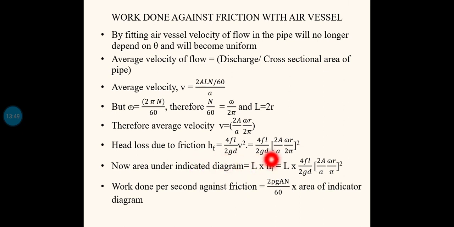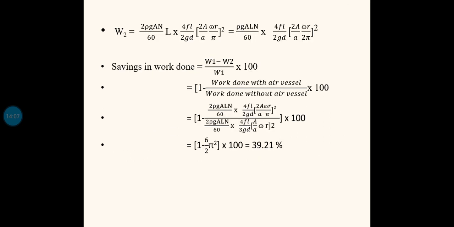Now the area of the indicator diagram is equal to L into HF, since the shape of the indicator diagram becomes that of a rectangle. So that's equal to L into 4FL by 2GD into (2A by a into omega R by 2 pi) whole square. Now work done per second against friction equals 2 rho g n by 60 into the area of the indicator diagram. So W2 equals 2 rho g n by 60 into L into 4FL by 2GD into (2A by a into omega R by 2 pi) whole square. I am taking this L along with this term, so rho g L n by 60 into 4FL by 2GD into (2A by a into omega R by 2 pi) whole square.